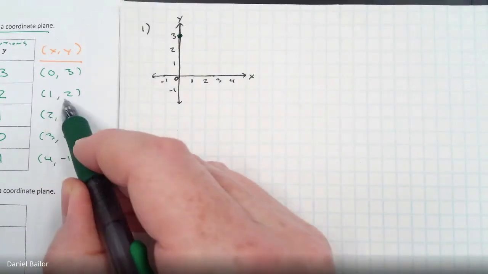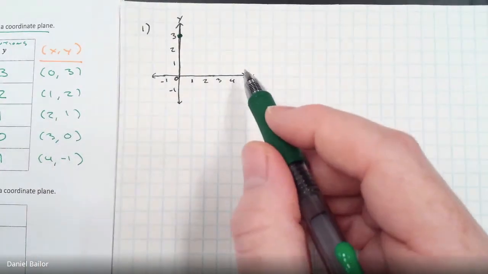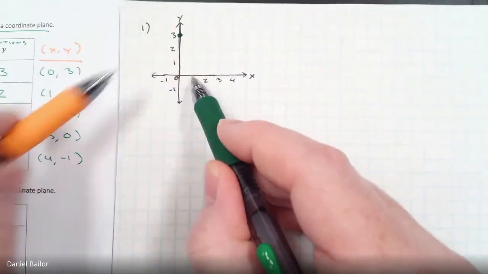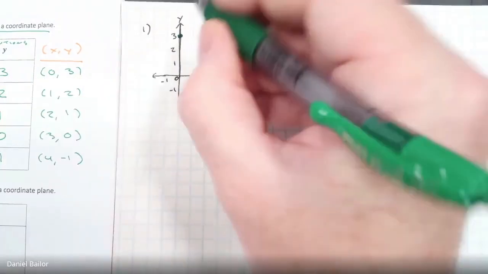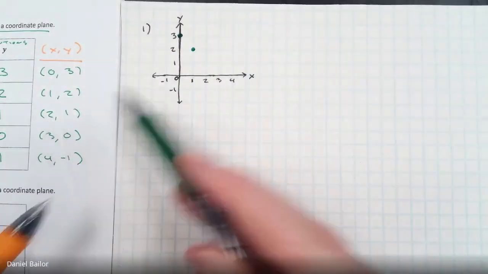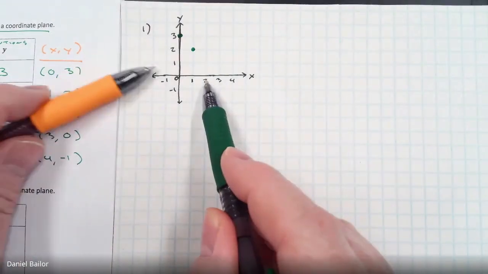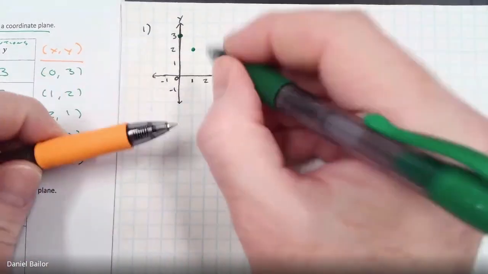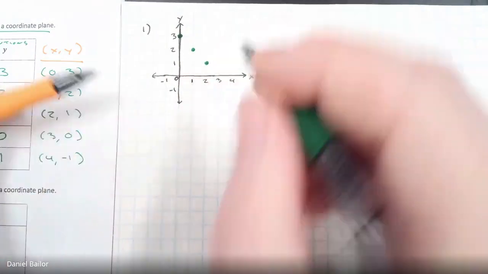1 on the x and 2 on the y. I do 1 on the x and 2 on the y. Where they hit, that's a point. 2 on the x, 1 on the y. They hit right here, so that's a point.